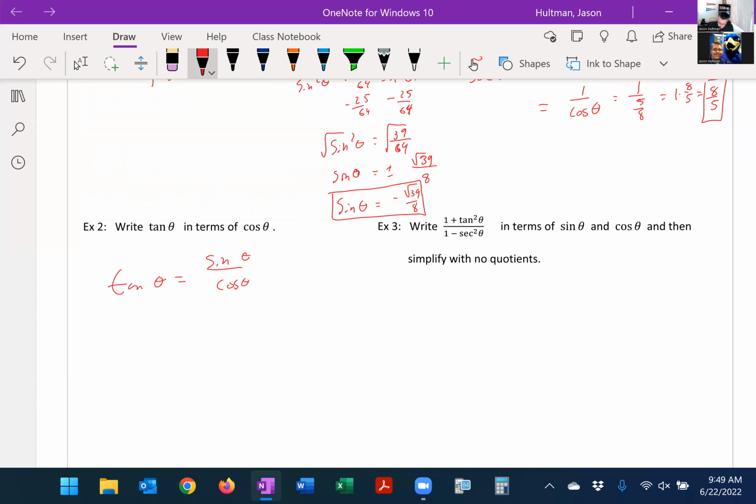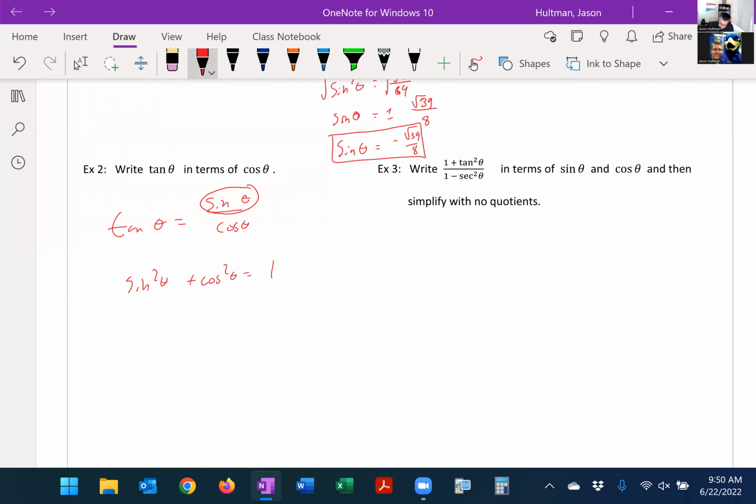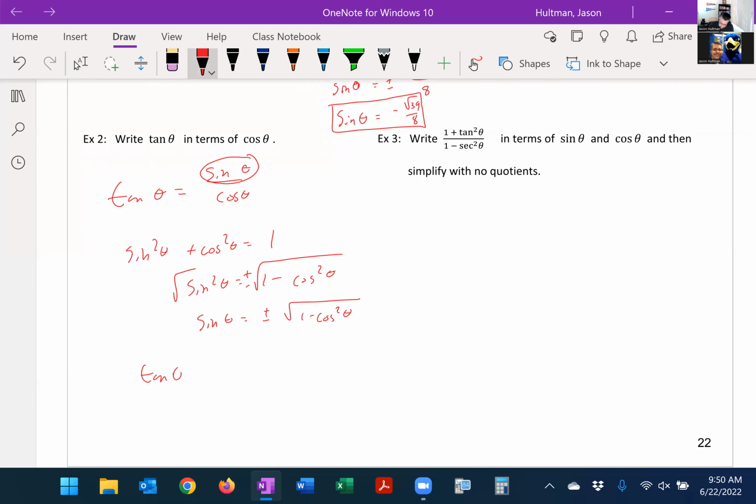And I need to figure out, well, how can I write sine in terms of cosine? Well, sine squared theta plus cosine squared theta is equal to 1. So if I solve for sine squared theta, I get sine squared theta equals 1 minus cosine squared theta. If I square root both sides, I have to put a plus or minus there. Then sine of theta equals plus or minus the square root of 1 minus cosine squared theta. And so tangent theta is equal to the top, which is plus or minus the square root of 1 minus cosine squared theta, all over the bottom, which is cosine theta.